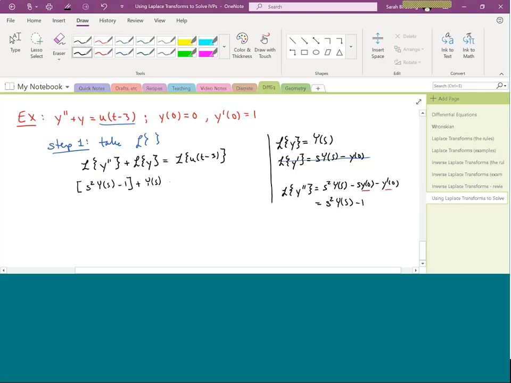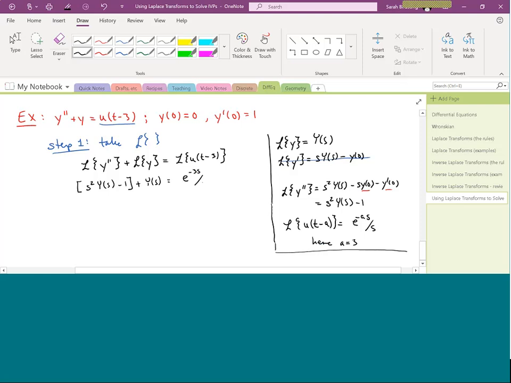Now we just have to grab the Laplace transform of that discontinuous function. And remember the rule for the Laplace transform of the step function. This guy was e to the negative as all over s. So we just have to figure out what a is. Did anybody grab what a is? Yep, a is 3. So this turns out to be e to the negative 3s over s.